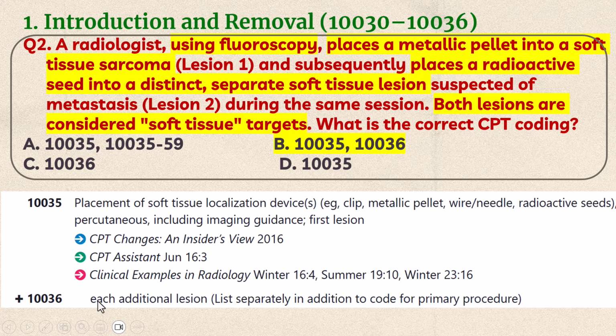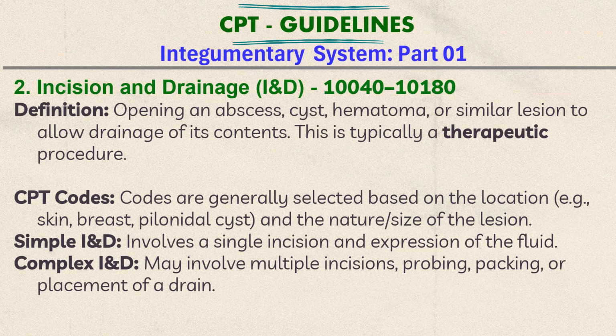So add-on code, no need for the modifiers. Second topic of the integumentary system is incision and drainage. There are code series of 10,040 to 10,180.